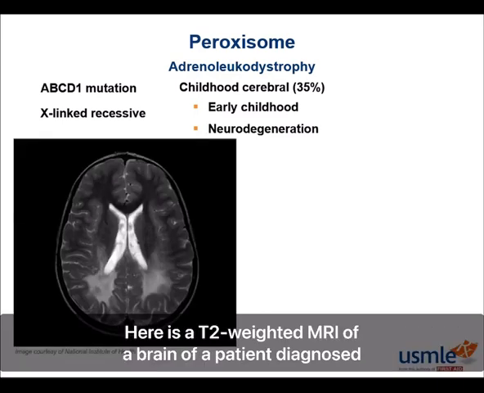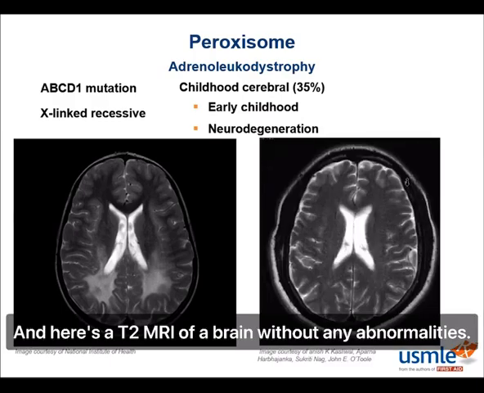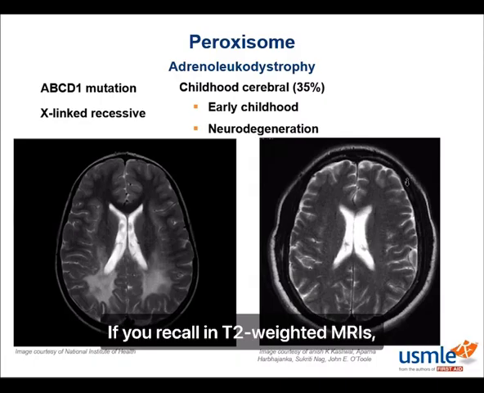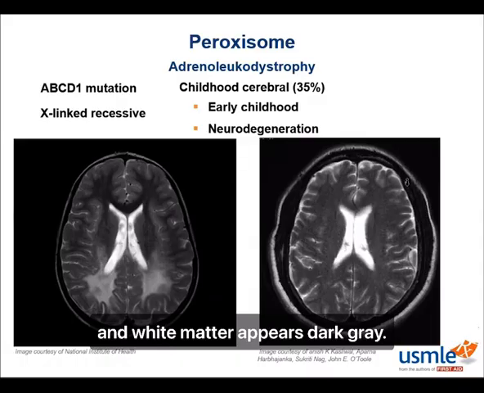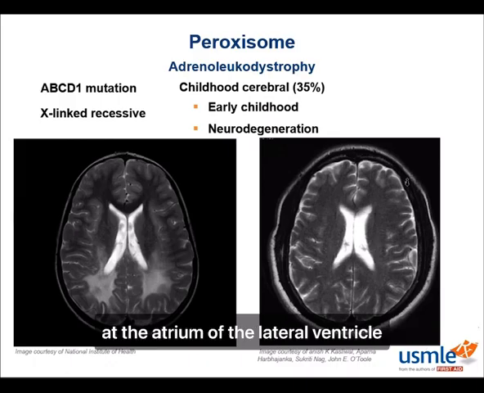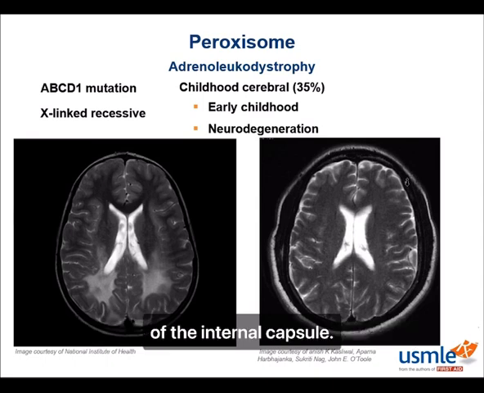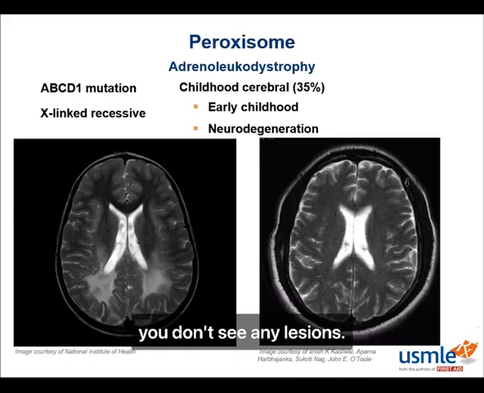Here is a T2-weighted MRI of a brain of a patient diagnosed with the childhood cerebral form. And here is a T2 MRI of a brain without any abnormalities. If you recall in T2-weighted MRIs, CSF appears very bright, gray matter will appear light gray, and white matter appears dark gray. You can see in this MRI that there are lesions at the atrium of the lateral ventricle, at the corpus callosum, and posterior limb of the internal capsule. And when you compare it to an MRI of a healthy patient, you don't see any lesions.